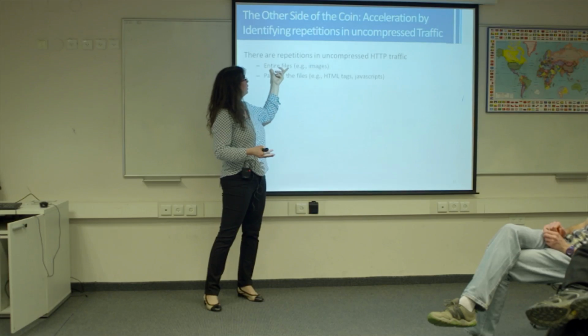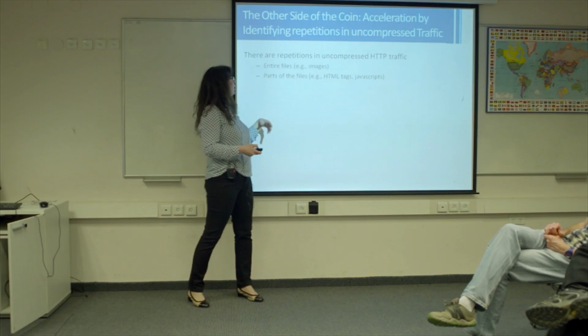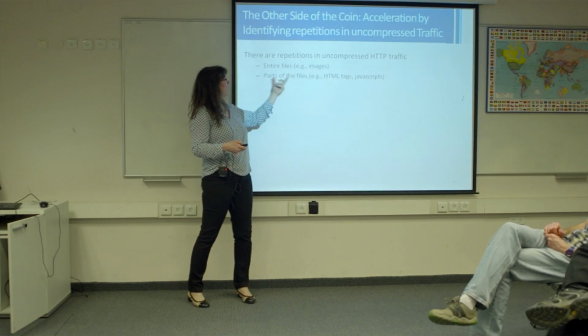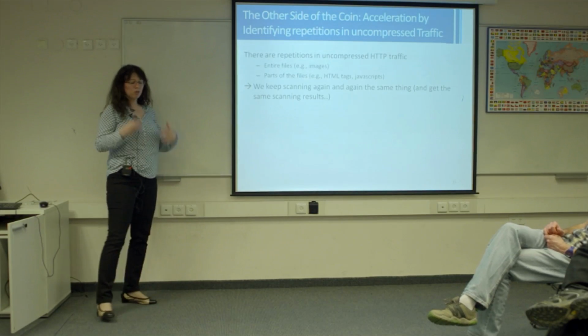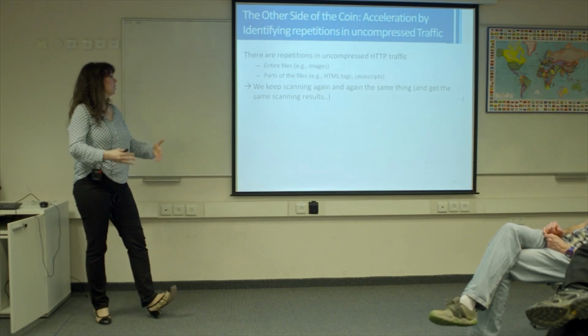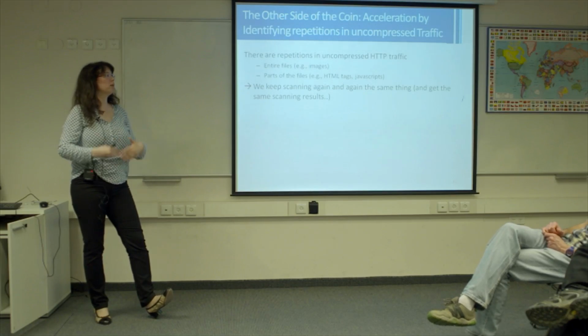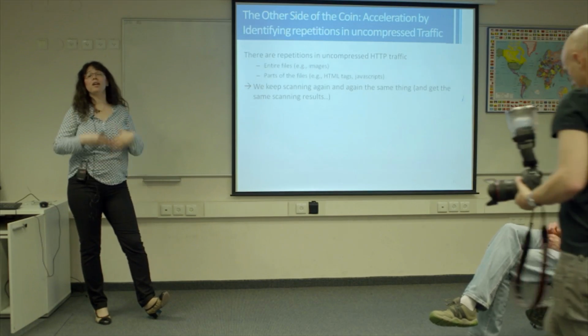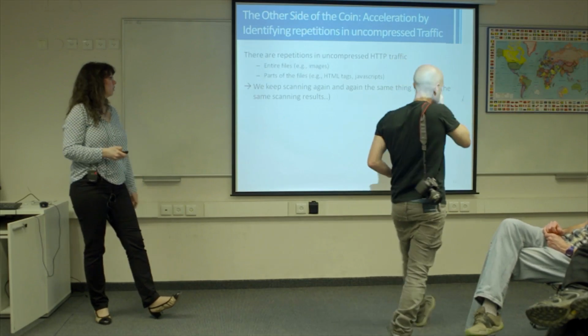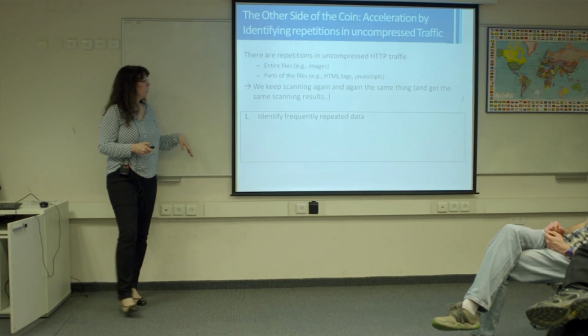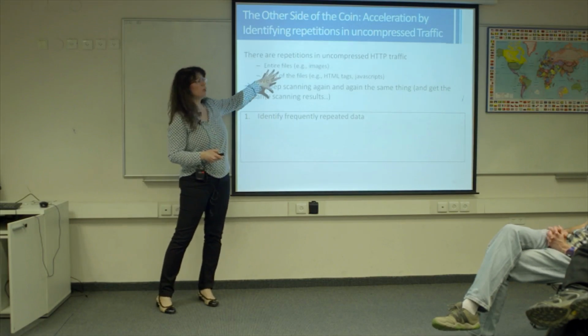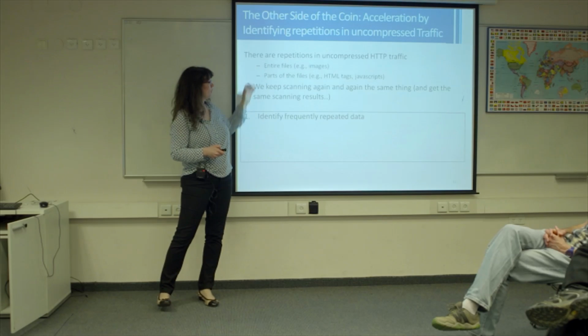Because you have repetition of entire files, like images, and also you have repetition in parts of the files, like HTML tags and JavaScript. So what the DPI engine does is keep scanning again and again the same thing, and receive again and again the same result. So in the coming Infocom, we will have a paper about how to accelerate deep packet inspection in uncompressed traffic.